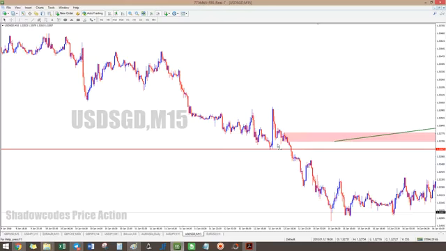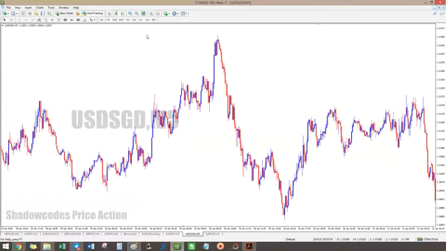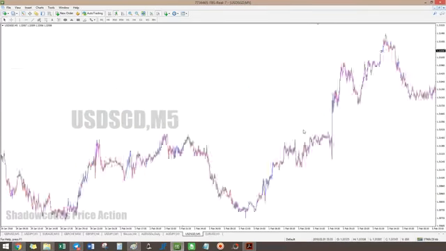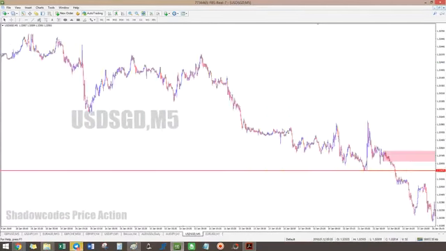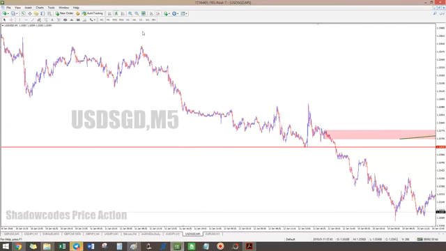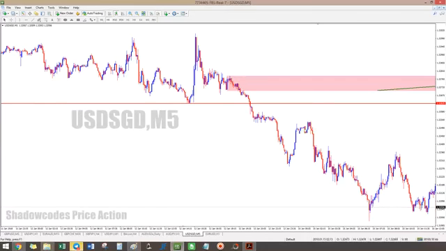Still no flag. Right, you have one here. Okay, let's zoom in.